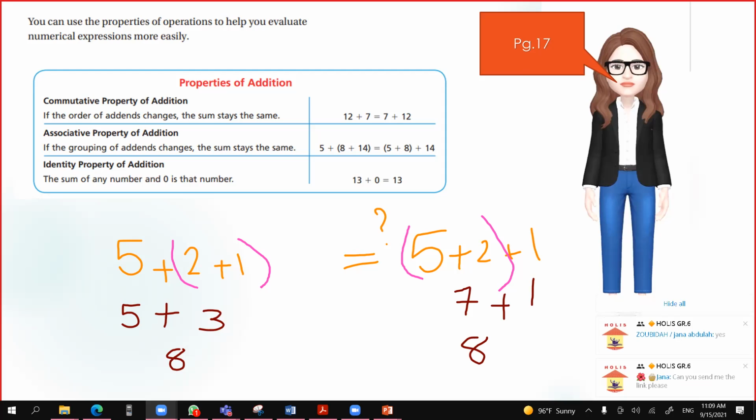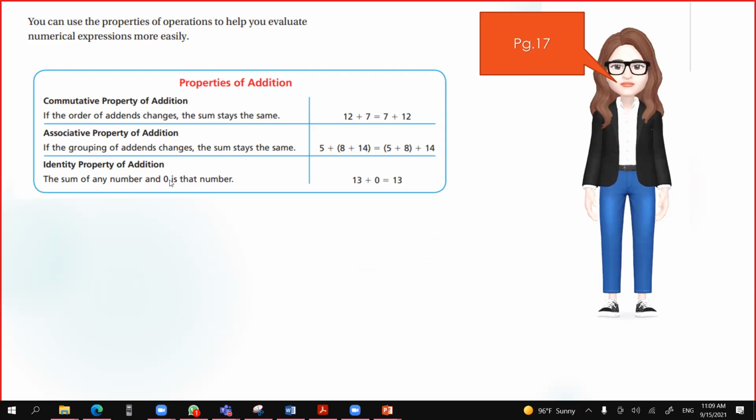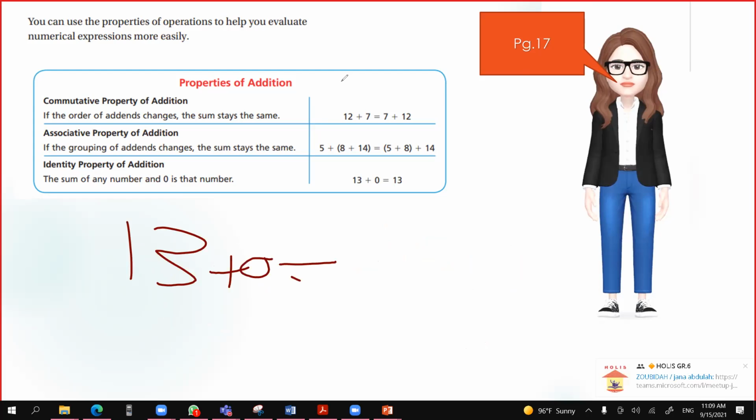Okay. Now the third one here, the identity property of addition. All of us know that if you add any number to 0, I will get the same number. We call this the identity property of addition. That if I add any number with 0, I will get the same answer. Got it?